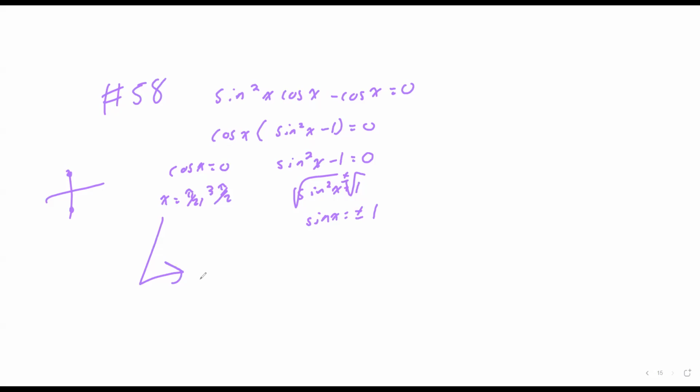But because it says from 0 to 360, you just need to say, all right, this is actually 90 degrees and 270 degrees. So same process as the answer changes at the very end. Let's do a couple more of those so you have it. Let's look at number 61.